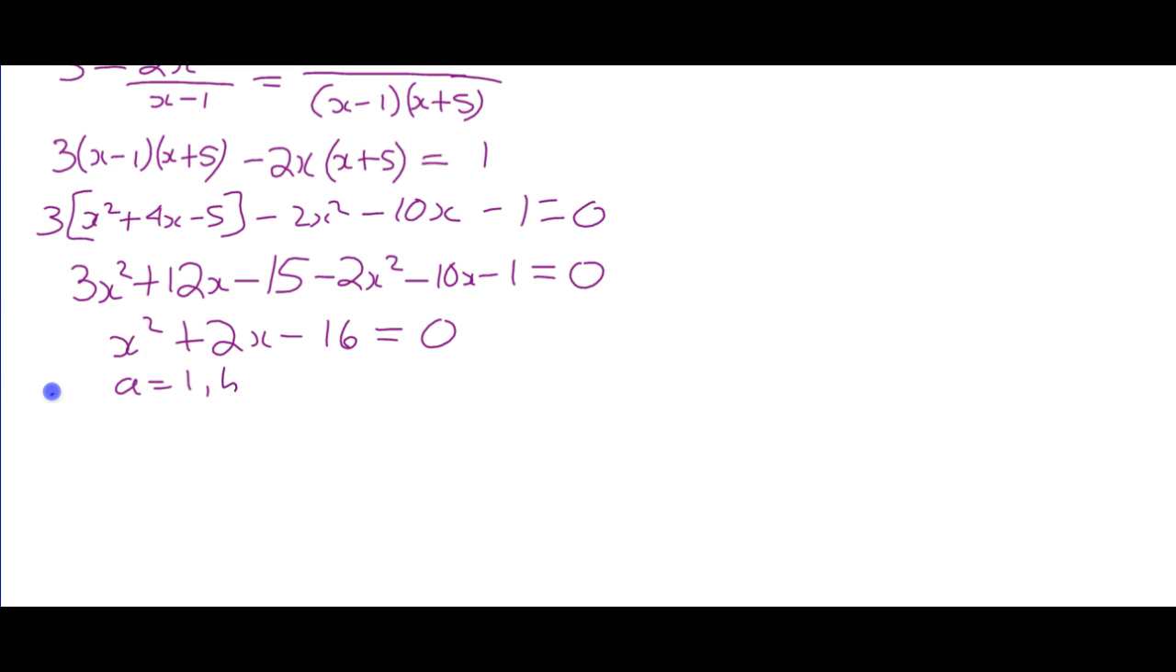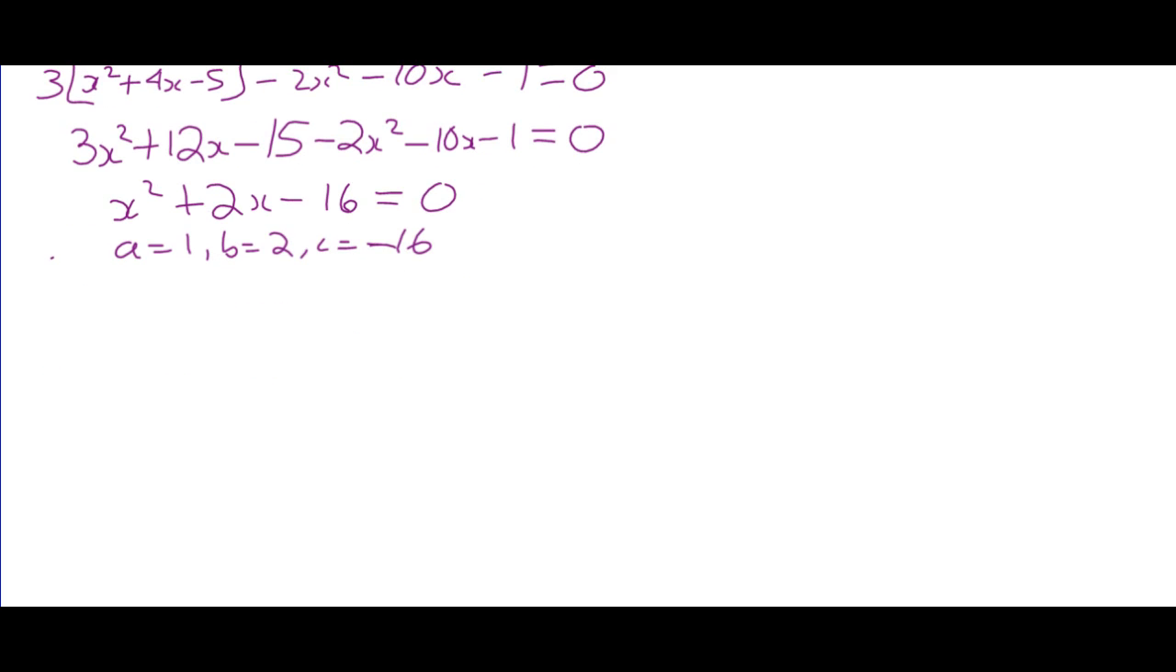So A is 1, B is 2, C is negative 16. The fact that C is negative tells me there are 2 real distinct roots, right? Because B squared minus 4AC will have to be positive. The formula, read it off the formula sheet. Okay, so there's no point in getting this far and getting something wrong because you memorized the formula wrong.